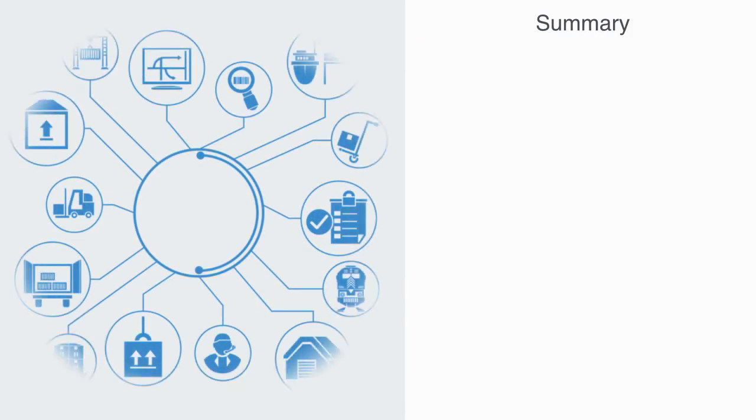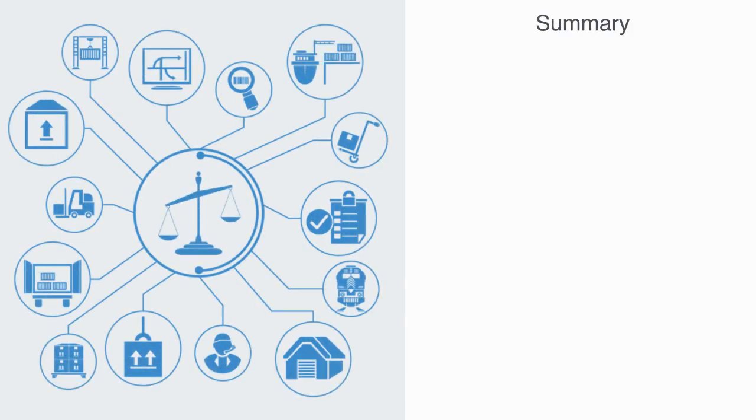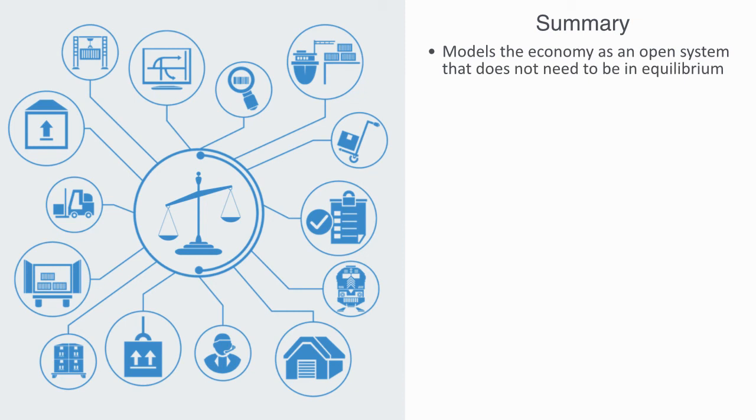In this module, we've been taking a brief overview of the area of complexity economics, highlighting some of its main characteristics. We started off by talking about how it models the economy as an open system, meaning that it does not need to be in equilibrium. Relaxing this constraint allows us to create a whole new paradigm built on nonlinear systems theory.